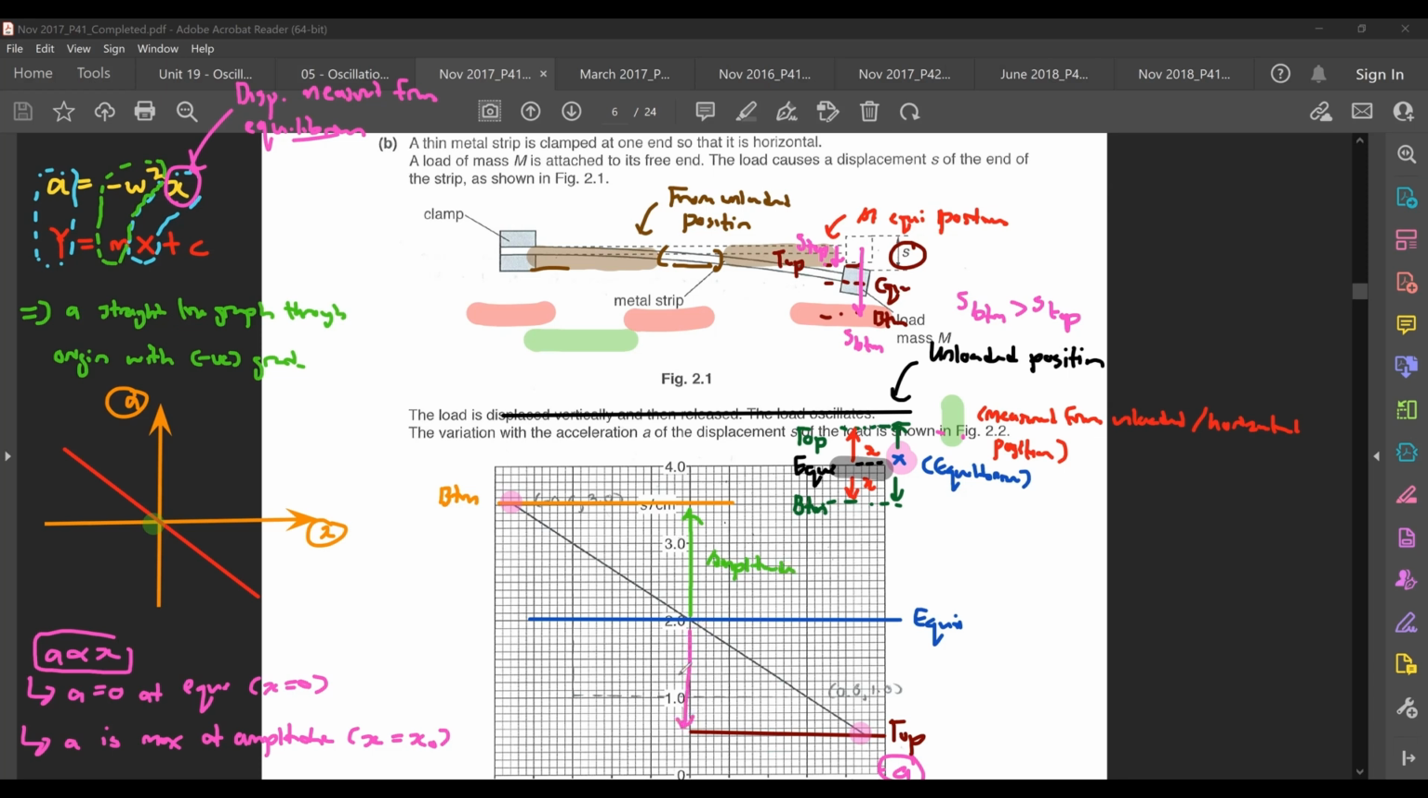This one will also be your amplitude. Okay, this one is probably 3.5 minus 2, giving you 1.5 centimeter. Whereas this one is probably 2 minus 0.5, giving you 1.5 centimeter. Okay, so regardless of which one you use, you should get the same amplitude value. It will be 1.5 centimeter.